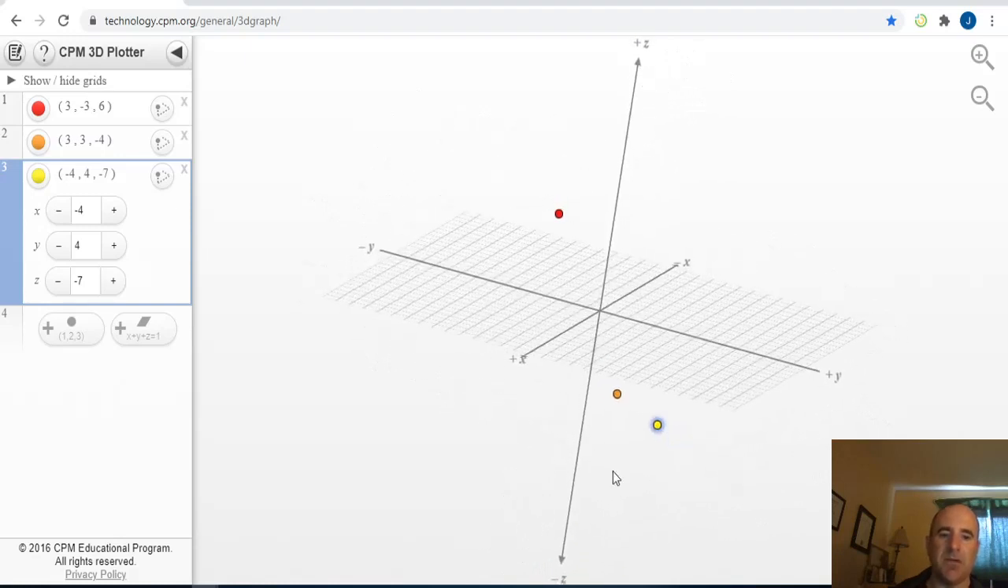Now, if you think about it, you can draw a line through any 2 points in space. So I can connect these 2 points. I could connect these 2 points.